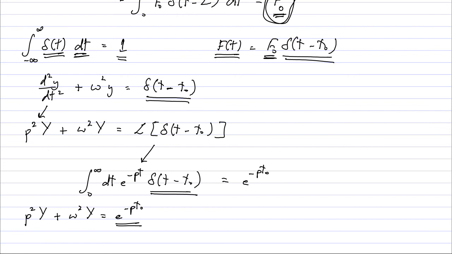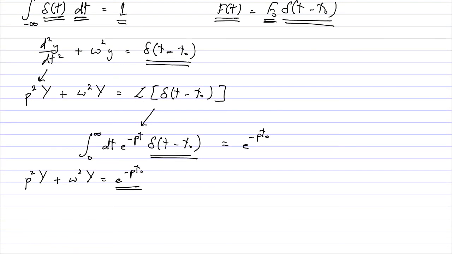It's a nice function, nothing weird about this. And so you can see that the Dirac delta function originally, which is a weird function, in the new transform space, in the p space, so to speak, becomes a perfectly nice manageable function. So anyway, proceeding, capital Y becomes e raised to power minus p t naught over p square plus omega square.